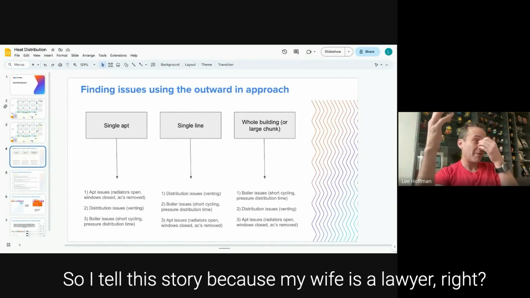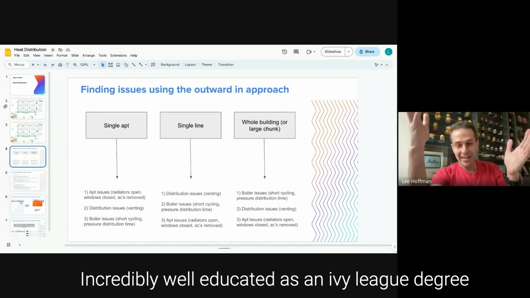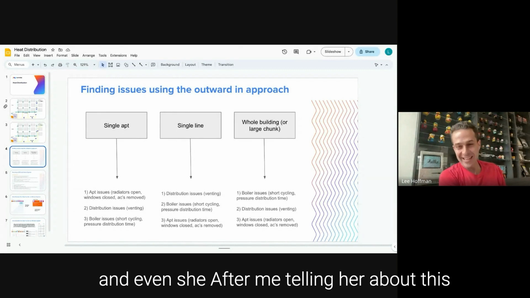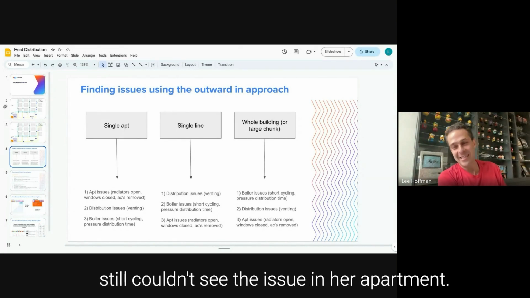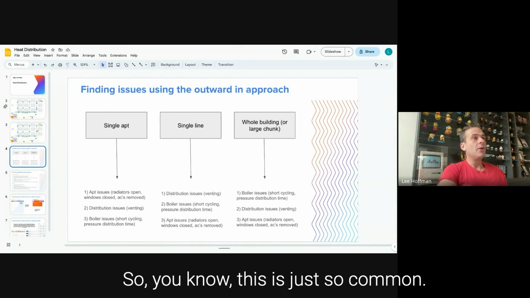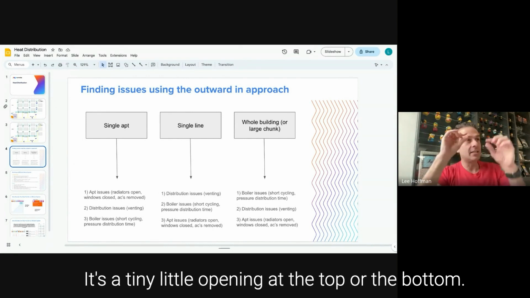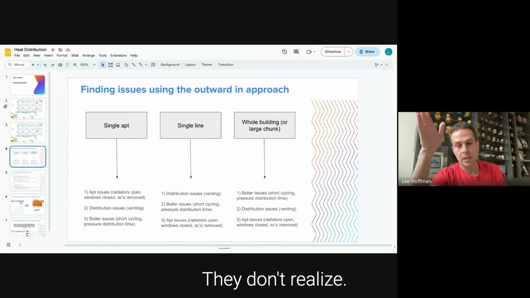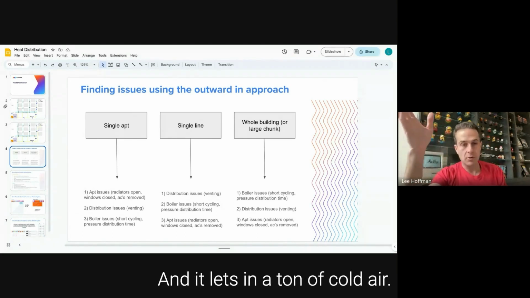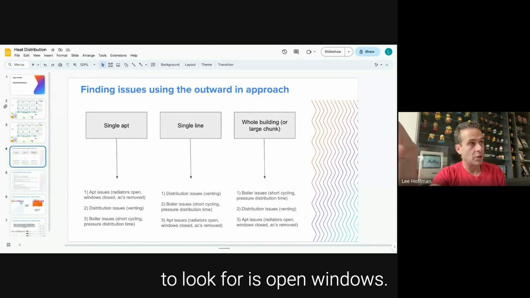So I tell this story because my wife is a lawyer, incredibly well educated, has an Ivy League degree. And even she, after me telling her about this, still couldn't see the issue in her apartment. So this is just so common. It's a tiny little opening at the top or the bottom. People don't realize, and it lets in a ton of cold air. So the first thing you want to look for is open windows.